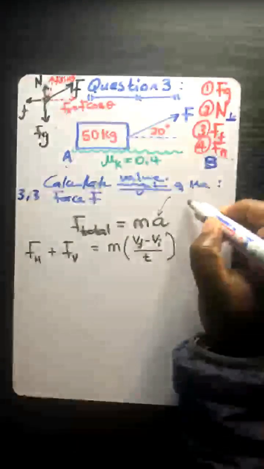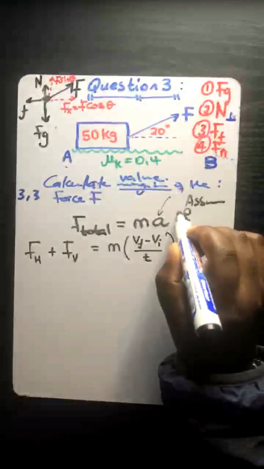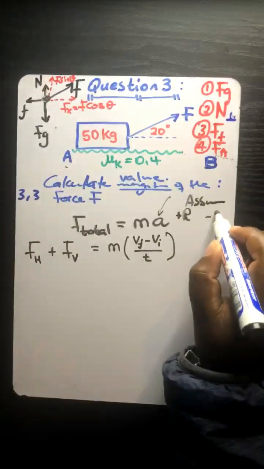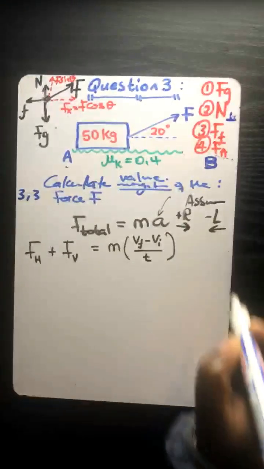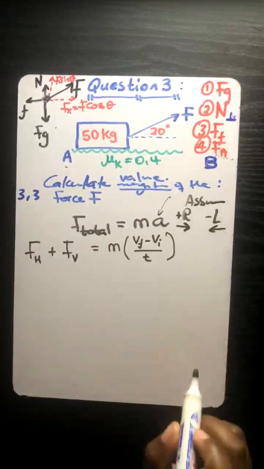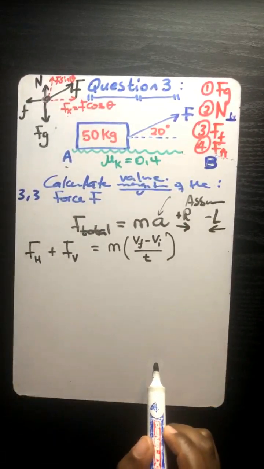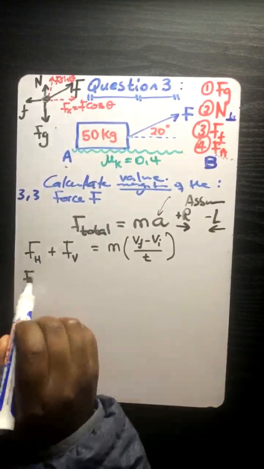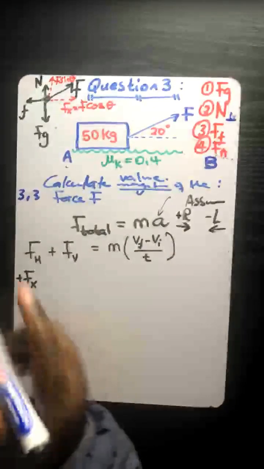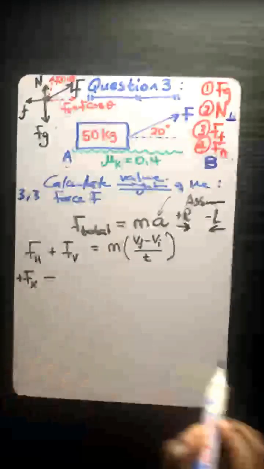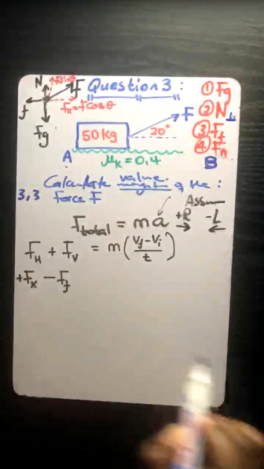One can assume the right to be positive, the left to be negative. So it's more like forces in that direction are positive, in that direction negative. Same for up and down. So now for the horizontal forces, that's where you have that positive Fx. Obviously, friction is always a negative force. Always. Friction is a negative force. Maybe you can say force of friction.